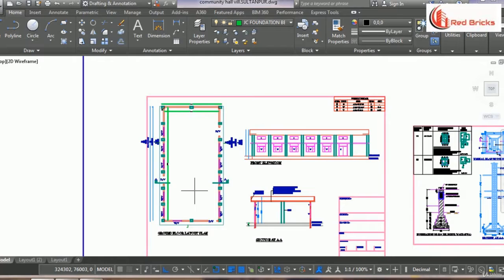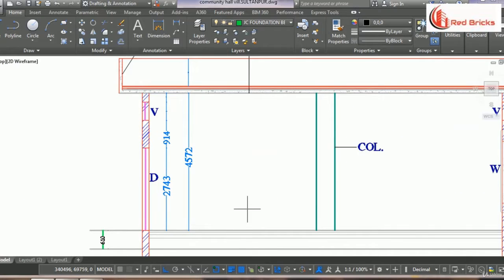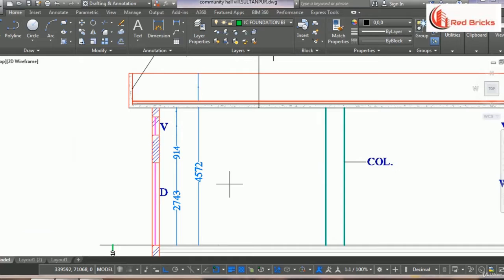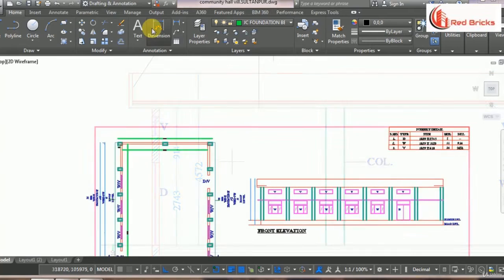Here we have the layout plan of the ground floor. Its ceiling height is 4572 mm and the given thickness of the slab is 125 mm. For the total height, we will have to add the thickness of the slab to the ceiling height.